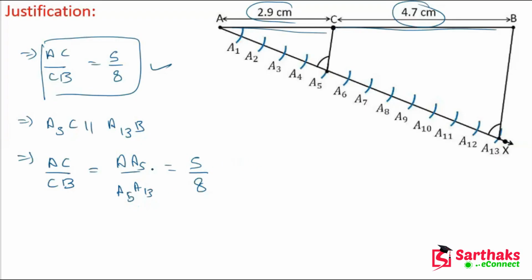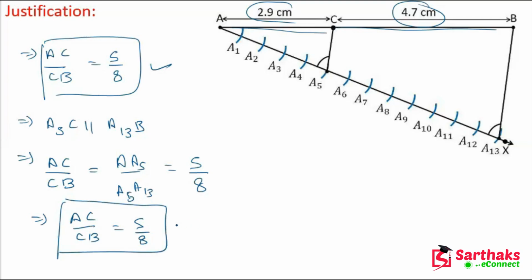I hope you get this point. So now we can write AC upon CB is equal to 5 upon 8. This is the required result, hence proved, hence justified. I hope you understand these things.